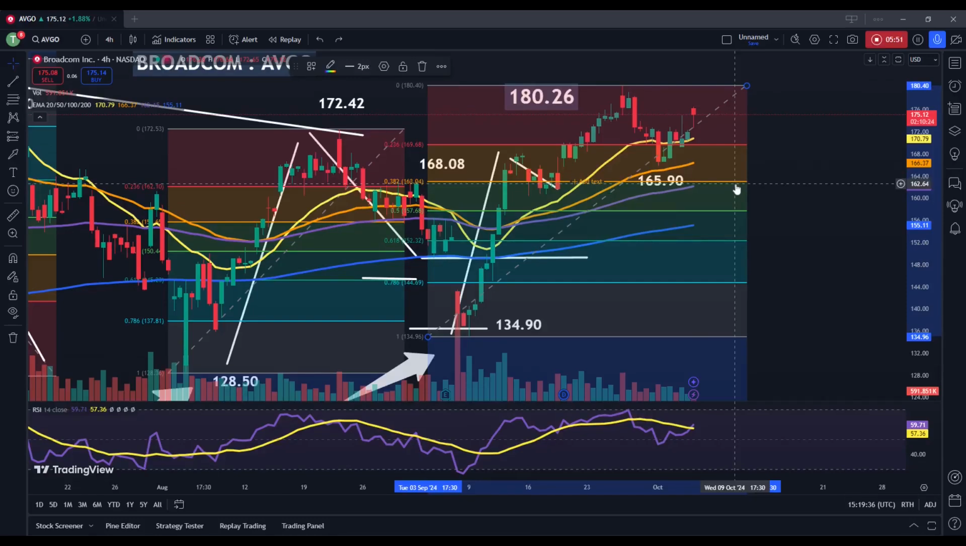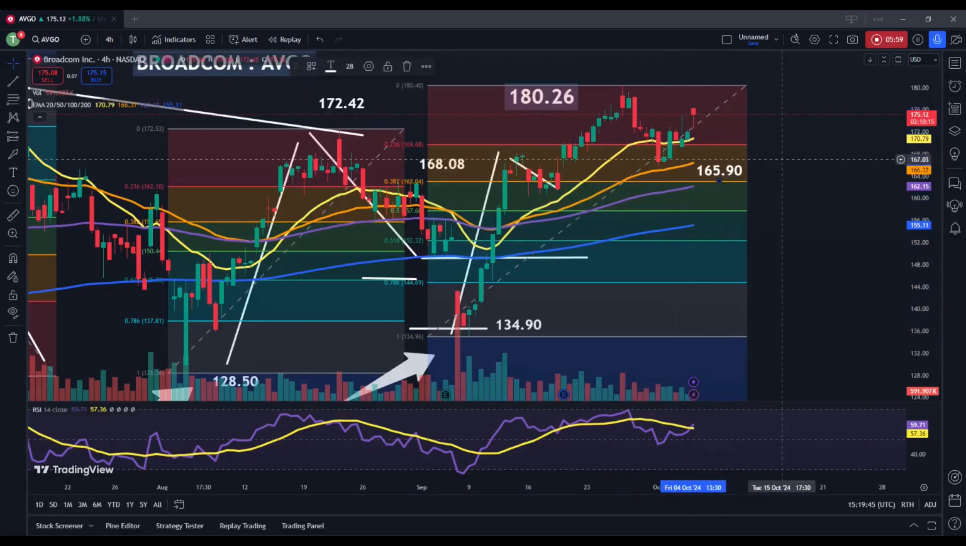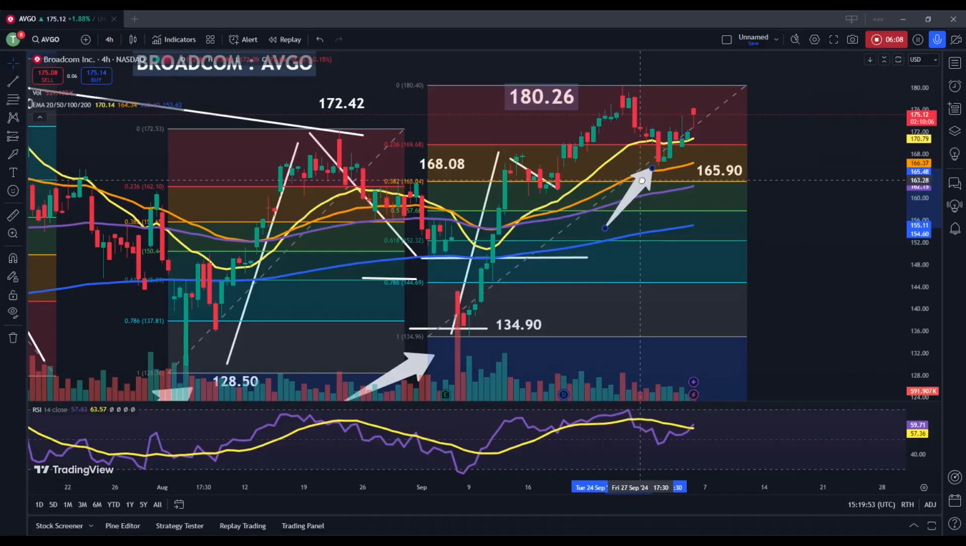the 38.2% Fibonacci retracement level, which would have been found right around 163.20. So we were still quite a distance away from there, but share prices did manage to bounce off of this 50 period exponential moving average on the 4 hour time frame.